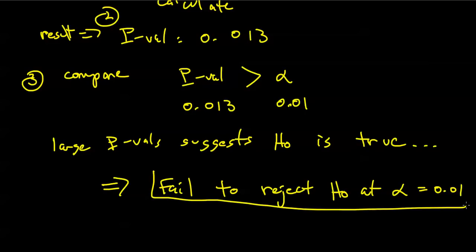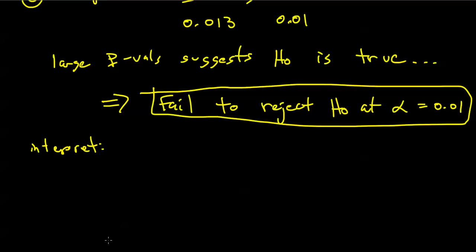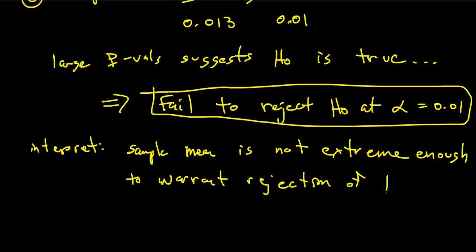So this is my final answer for this hypothesis test. And if I was to interpret this statement, I would say the sample mean is not extreme enough, not significant enough to warrant rejection of H sub 0.